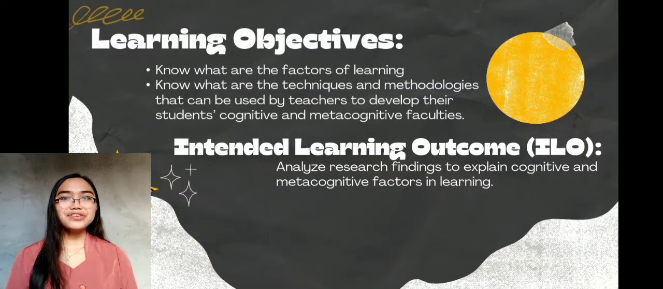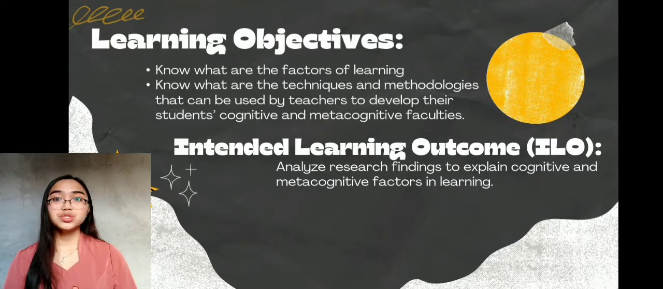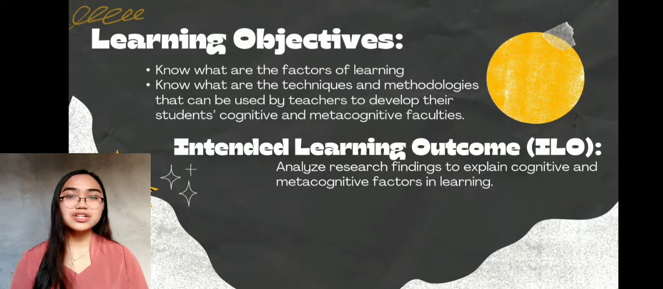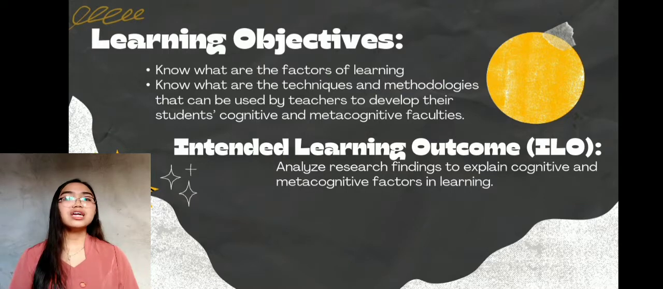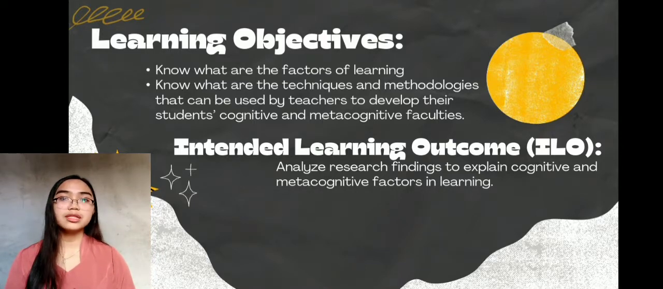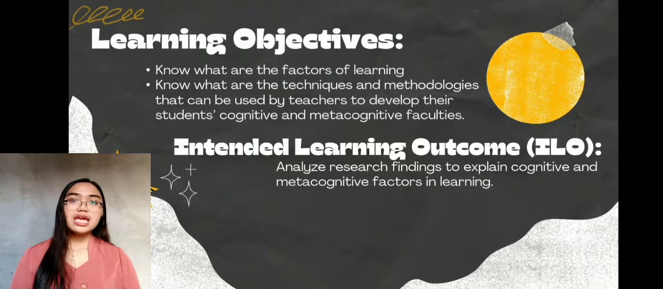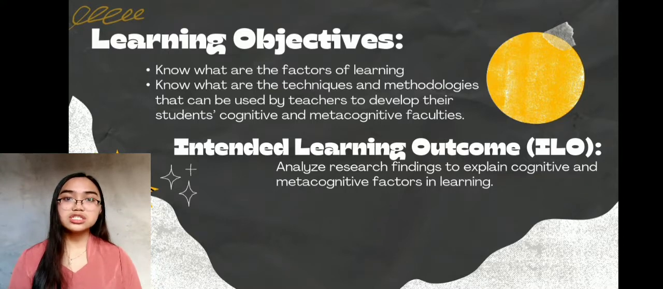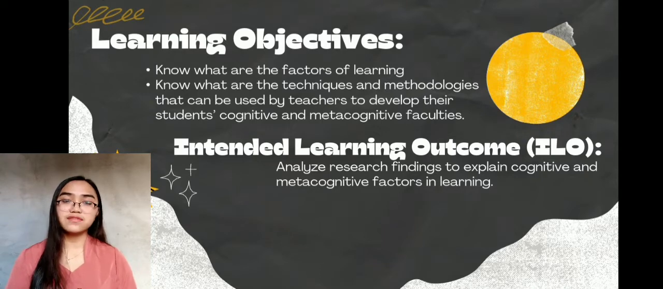Okay, thank you for participating in our pre-activity. And now, I will introduce Chapter 15 titled Cognitive and Metacognitive Factors in Learning. The intended learning outcome, or ILO, for this chapter is about analyzing research findings to explain cognitive and metacognitive factors in learning. In this part of Chapter 15, you will be able to learn about the factors of learning and the suggested strategies for students to apply to process information efficiently and effectively.